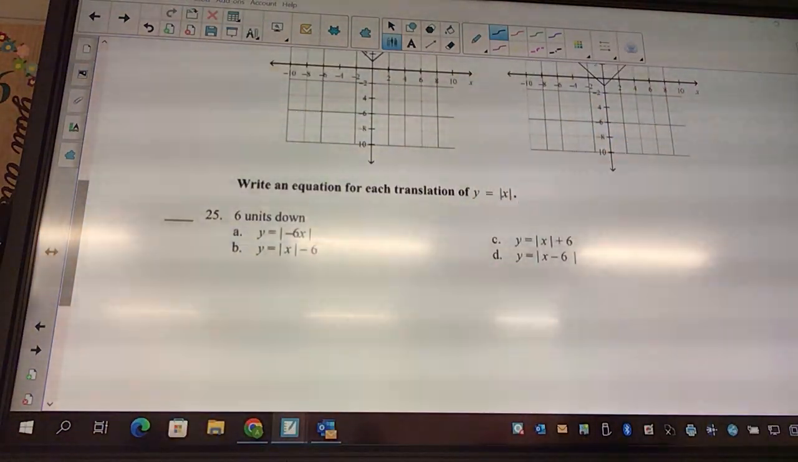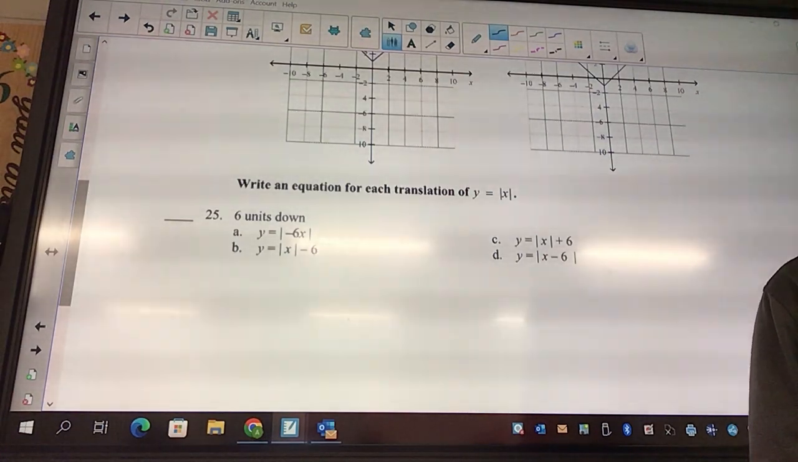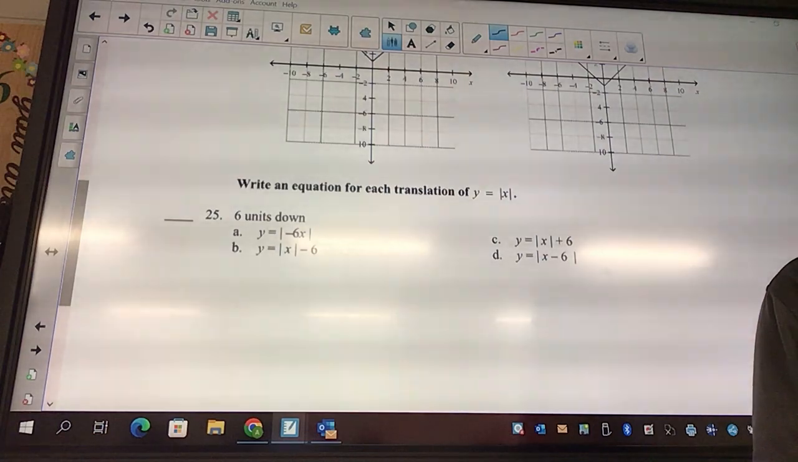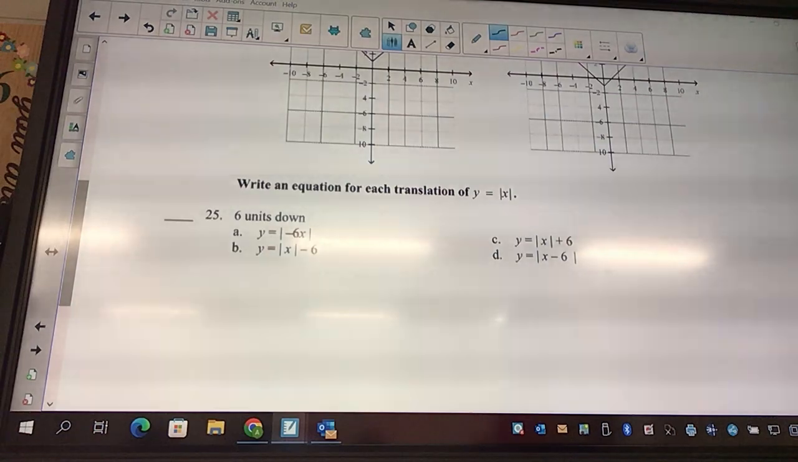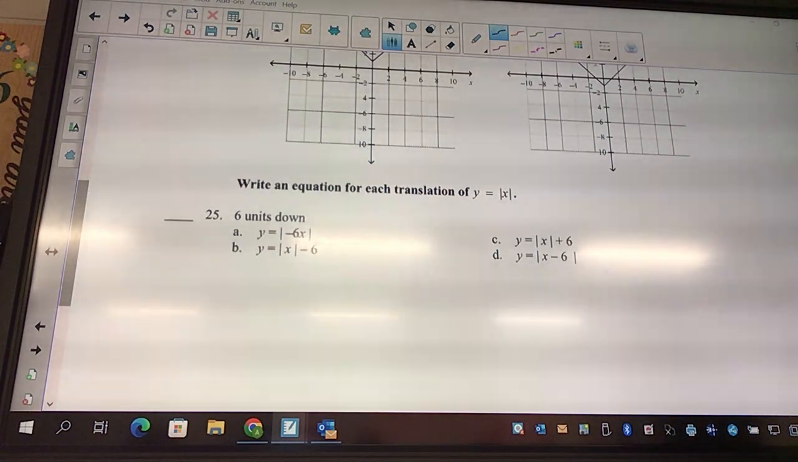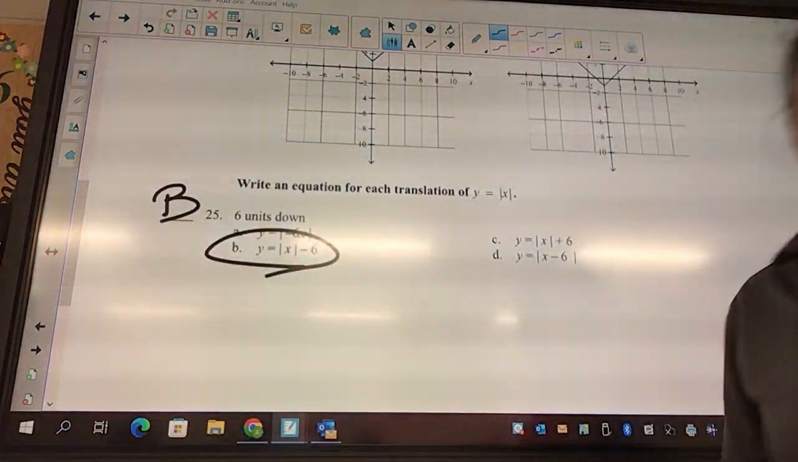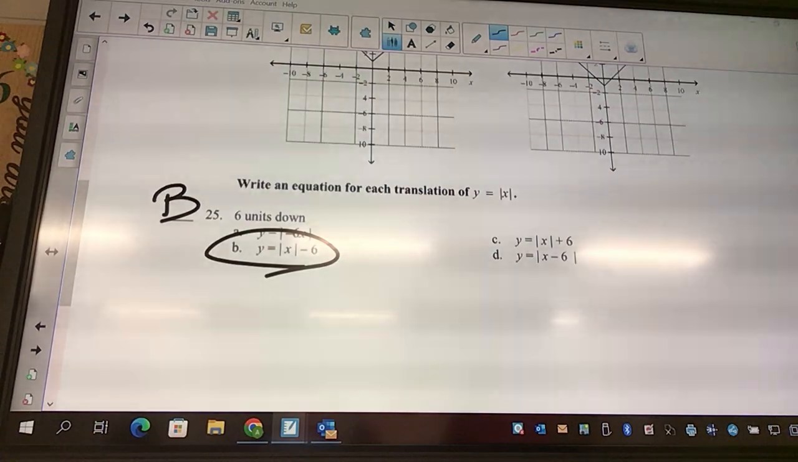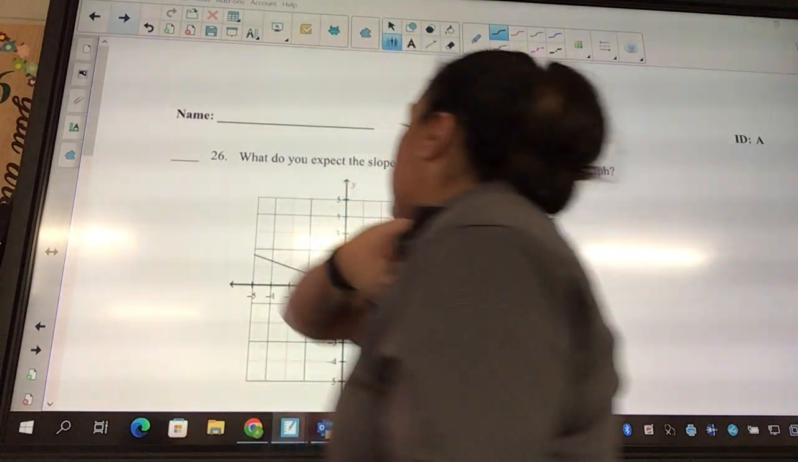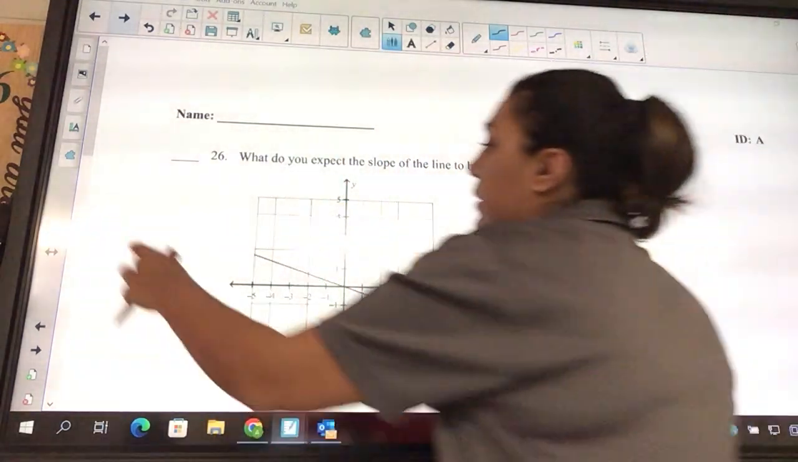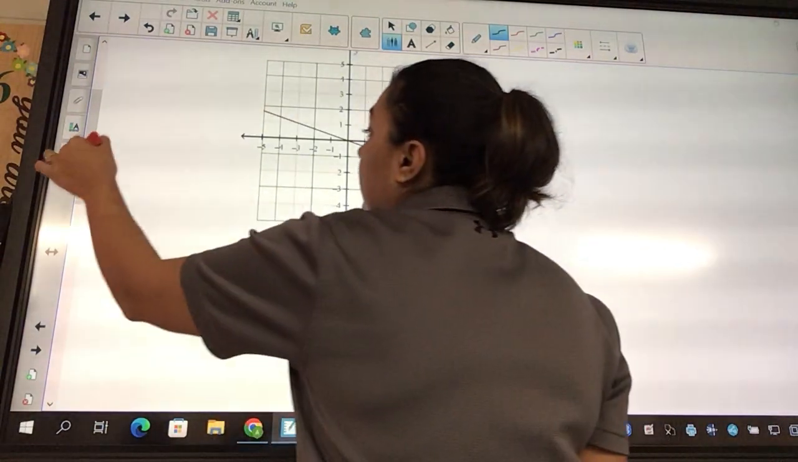Okay, 25. They want us to do something with 6 down. Okay, so does down go on the inside or outside? Outside. Okay, and then is down going to be a plus or a minus? Minus. So which one is a minus 6 on the outside of the bars? B. 26. Is this slope positive or negative? Negative. So A.